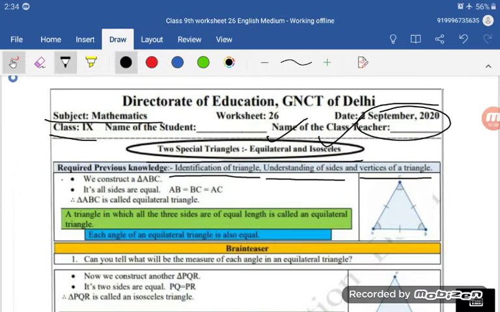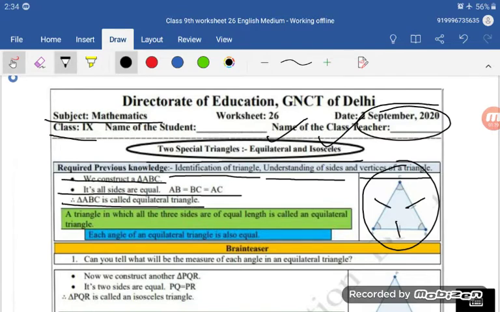So we construct a triangle ABC. Here is a triangle ABC in which all sides are equal, that is AB is equal to BC is equal to AC. So therefore this triangle is called an equilateral triangle. That is why it is called equilateral. From there we can say that a triangle in which all three sides are equal is an equilateral triangle.